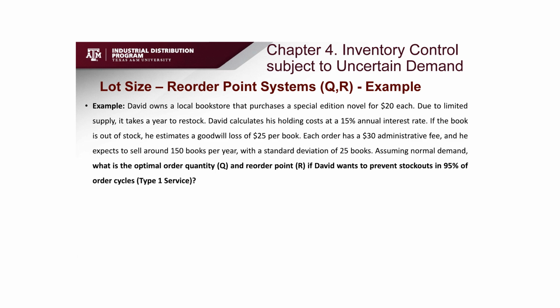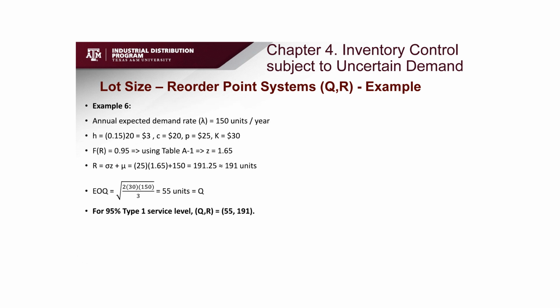Well, first question, type 1. What order quantity and reorder point prevents stockouts in 95% of his cycles? Okay, same method as before. Lambda is 150, holding cost H equals IC, 0.15 times 20, which is $3. The penalty P is 25 and the setup K is 30.